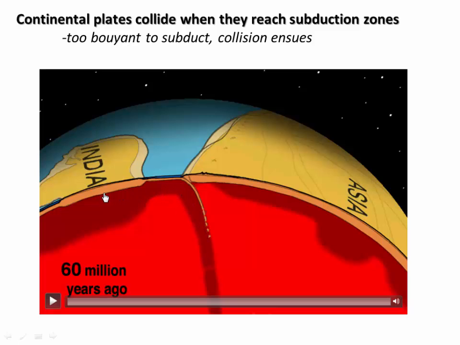And so in this example, I'll show you a video of the India-Asia collision, in which India is effectively being towed towards Asia by the weight of this downgoing oceanic plate, and it's ultimately going to smash right into Asia and generate the Himalaya here. So let's look at this video.